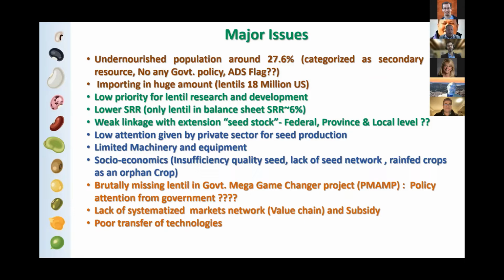There are also socioeconomic issues. Sometimes it is called an orphan crop because farmers do not use any inputs, not even weed management, herbicide, disease management, or pest management. They throw the seeds and then harvest. Another issue is that lentil is missing from the government's mega game changer project. There is a lack of systematized market networks, and there is no subsidy for farmers, so they cannot compete with farmers in neighboring countries. Another thing is poor transfer of technology.